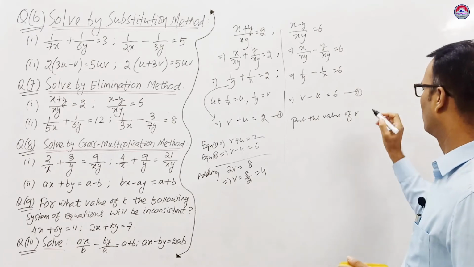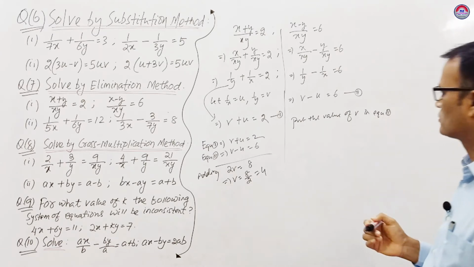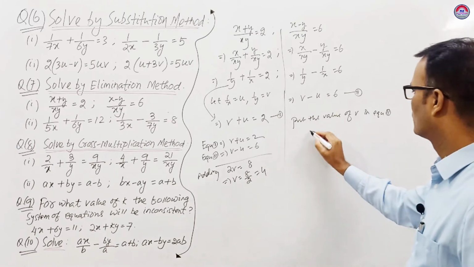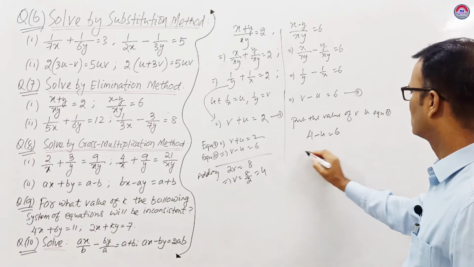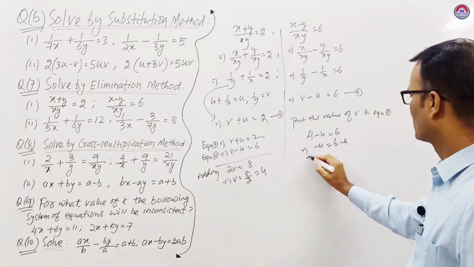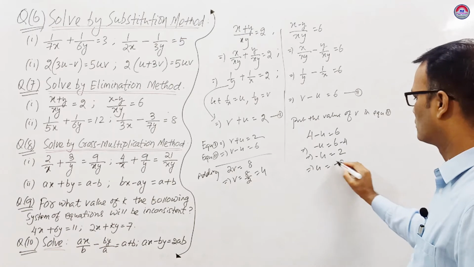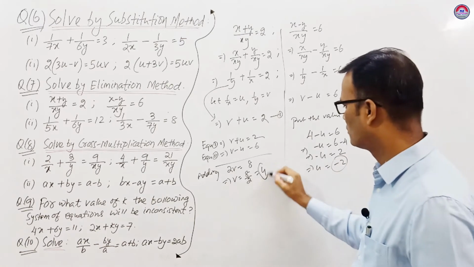Put the value of b in equation 2. b is 4, so 4 minus u equals 6. That implies minus u equals 6 minus 4, minus u equals 2. That implies u equals minus 2.